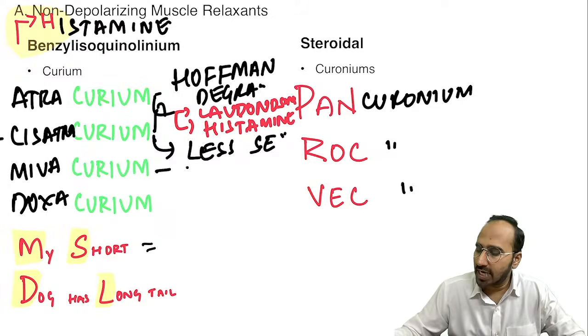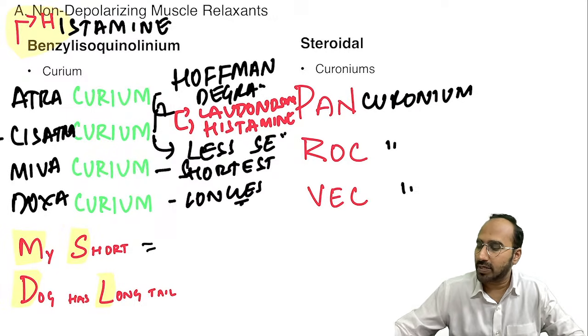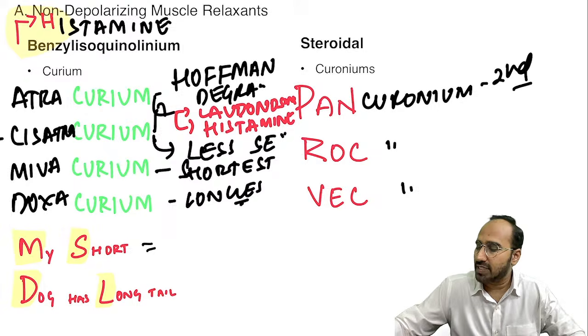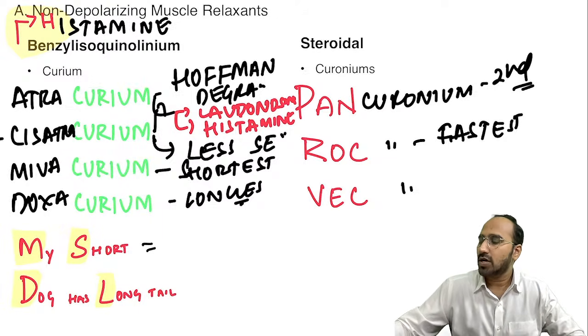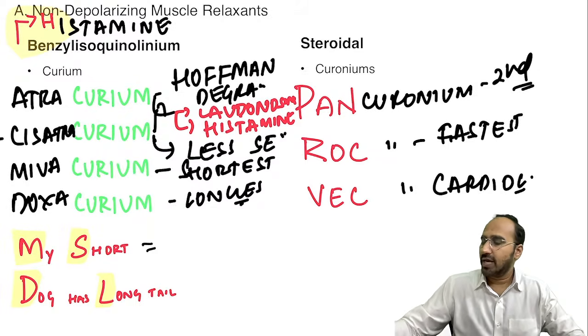Cisatracurium. Next came the shortest acting muscle relaxant, which is called Mevacurium. Mevacurium is regarded as the shortest acting muscle relaxant. Okay? Next came the longest acting muscle relaxant, which is called what? Doxacurium. Next came the second longest muscle relaxant. Next came the fastest acting. Fastest acting is what, guys? Rocuronium. Next came the cardio-stable muscle relaxant, that is Vecuronium.